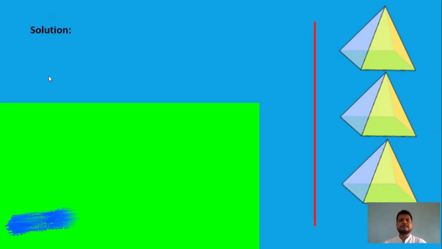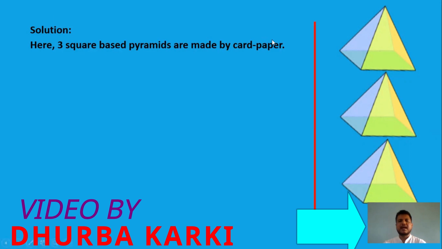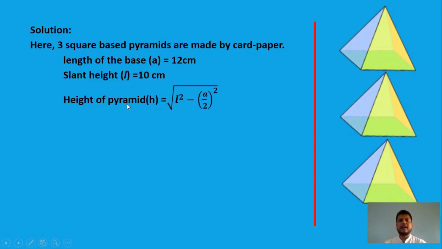Let us write the solution. Now we are going to write the information which is given in the question. First of all, 3 square base pyramids are made by card paper. It is mentioned in the question. And information of the pyramids is given. Length of the base, which is A, 12 centimeter. Slant height L, 10 centimeter. Vertical height is not given in the question, so I am going to find vertical height here.